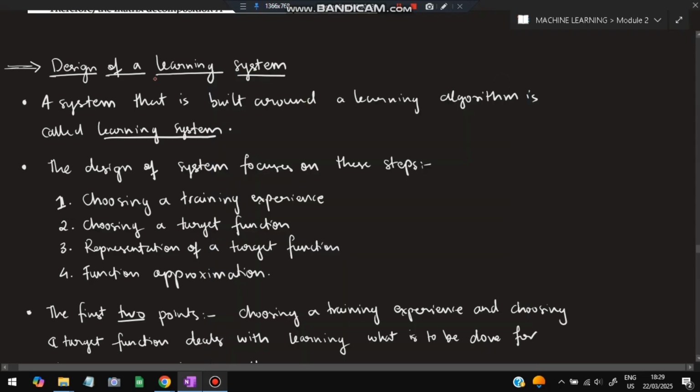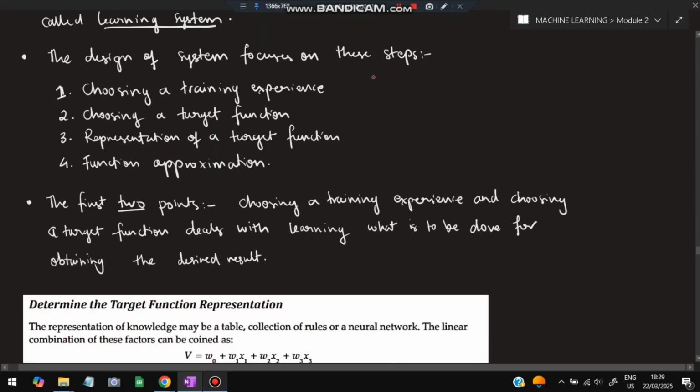The next one is design of a learning system. What is a learning system? A system that is built around a learning algorithm is called a learning system. It focuses on these steps. Choosing a training experience: training experience means, if a chessboard is there, how the chessboard is played. And choosing a target function: in chess, what is the final output I am expecting? That is the target function.